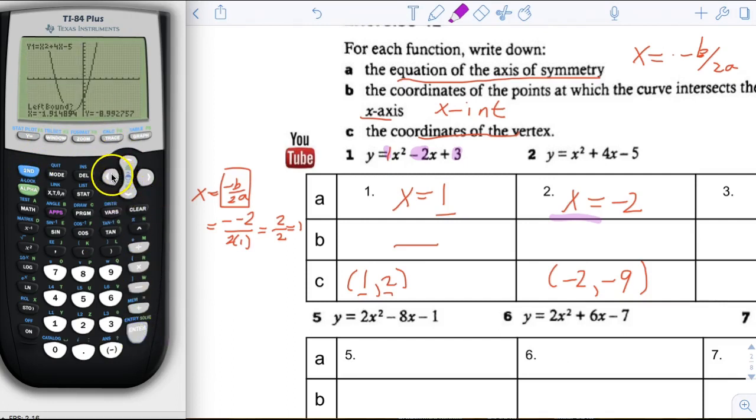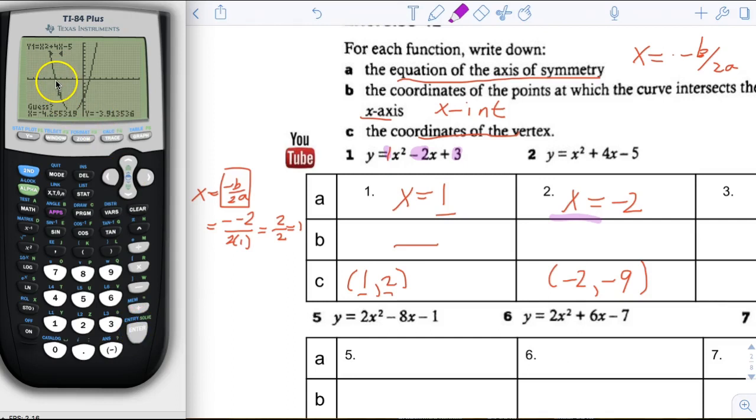So when I do second calc 0, again, it's going to ask for a left boundary and a right boundary. So I'm going to try to find this one first. For the left boundary, first I'm going to move the cursor slightly to the left of that, and I'm going to hit enter. Then I'm going to move slightly to the right, and hit enter again. Do you see when I go to the left and right, I use the left and right arrows? Even though I'm using left and right arrows, sometimes it goes up and down because the function itself goes up and down, right?